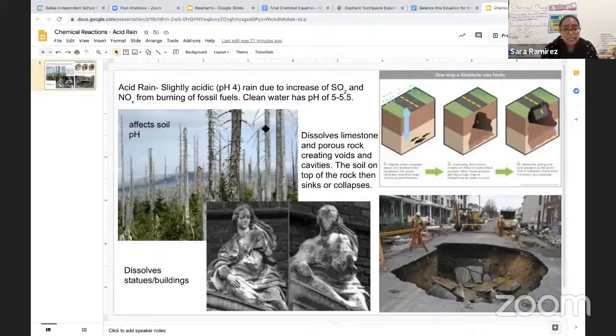So that slightly acidic rain will actually affect the pH of soil, which will affect the tree growth. It also affects statues and buildings because it will dissolve certain sedimentary rocks. And it also dissolves limestone and porous rock, creating voids and cavities. So that's what causes the sinkholes.